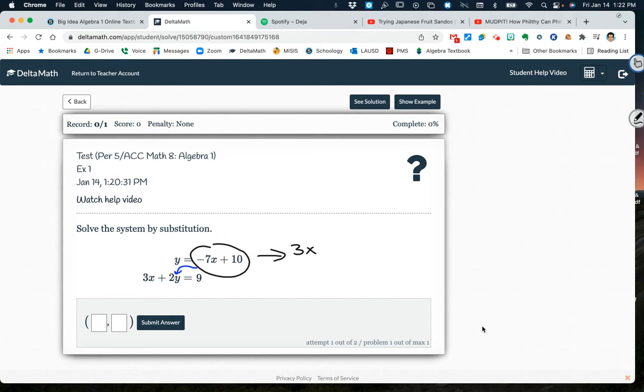So 3x plus 2 times the quantity instead of y, negative 7x plus 10, equals 9. So now we're going to work with this equation that only has x in the equation, no longer has y. All right. So it's a multi-step equation. We got to distribute, combine all of that stuff, but no longer do we have y's. So let's start distributing 2 in here to get the ball rolling. So everyone, would you please distribute 2?